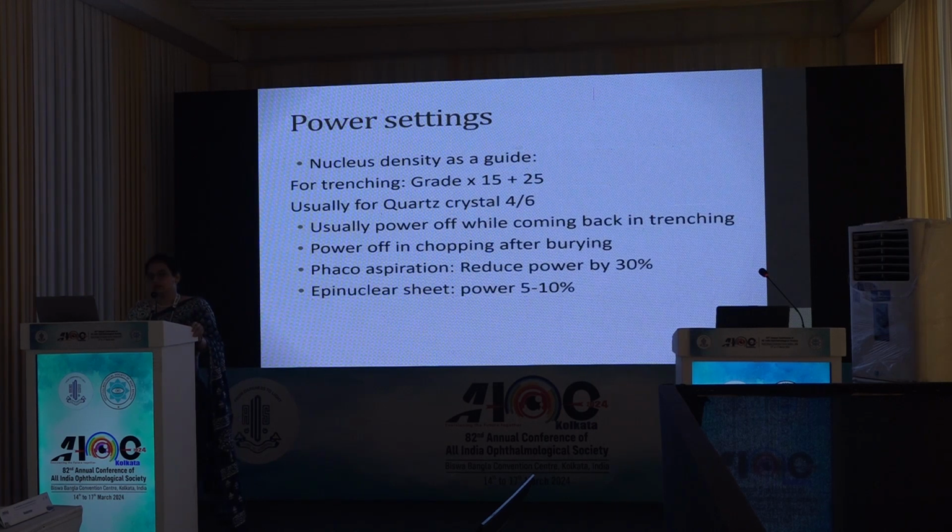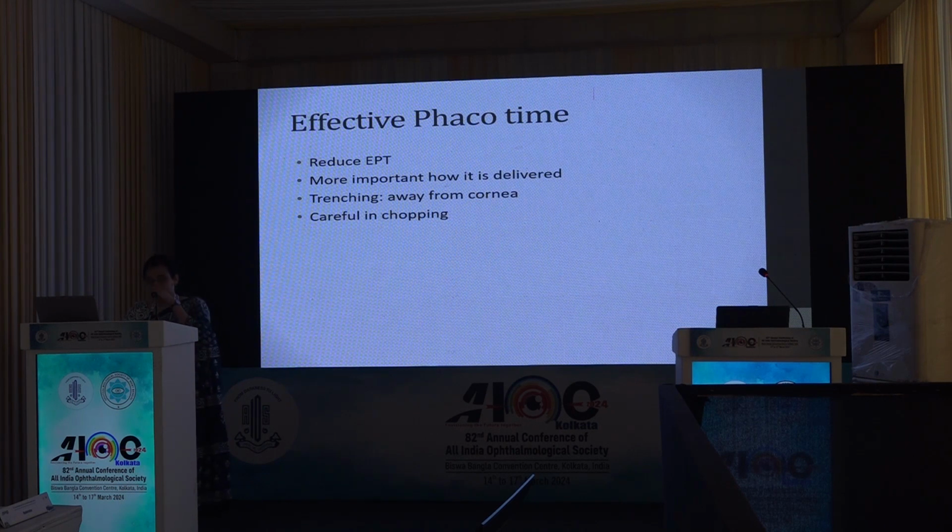For power settings, a rough guide used for trenching is the grade of the nucleus into 15 plus 25. This is for nuclear grades 4 to 6 crystals. So if there are lesser crystals, we have to increase the power. Now while coming back in trenching, we switch off the power, and if we are doing chopping, we switch off the power after the nucleus has been held. For phaco, aspiration is reduced by 30%, and for aspiration of the epinuclear sheet only 5 to 10% of power is usually needed.